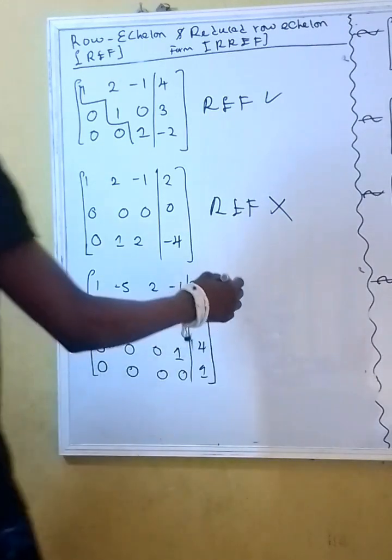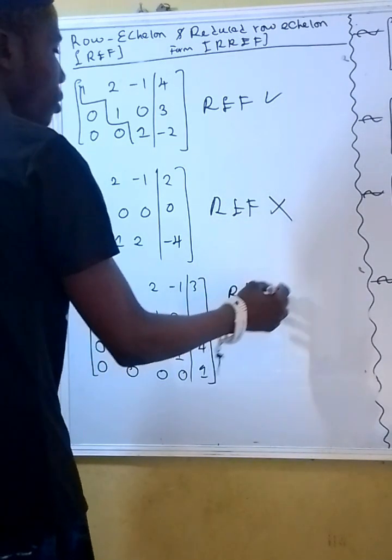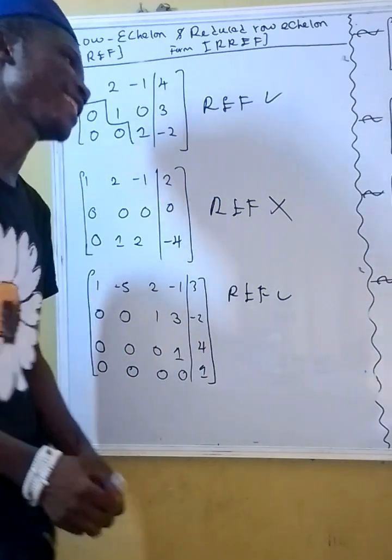So this is a reduced row echelon form. Tricky, right? Thank you.